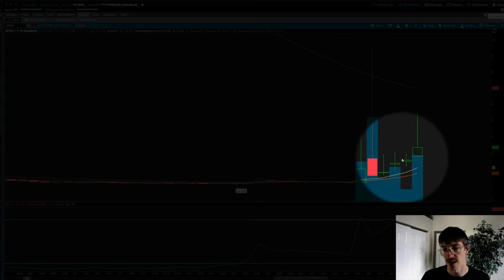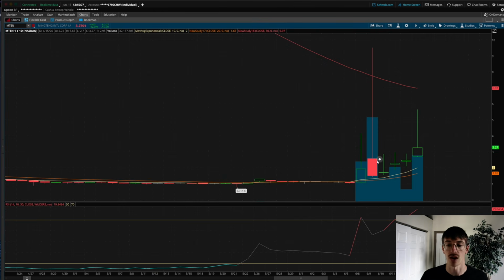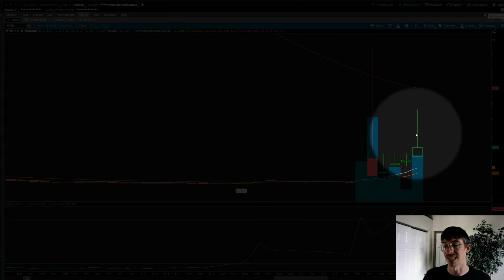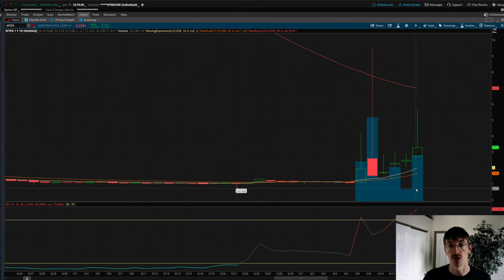So all of that being said, that was how I traded this inside bar breakout. Always pay attention if you have a stock that has had a lot of big movement in the past and is now starting to consolidate, set up for that inside bar breakout, because you can end up getting a really solid explosive move that follows, especially if we see volume coming back into the stock, just like we saw today with MTEN.